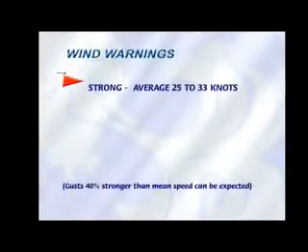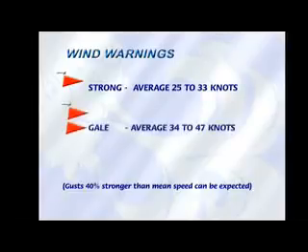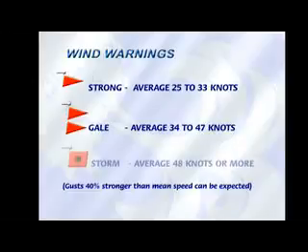The Bureau of Meteorology wind warnings are as follows. Strong: average wind speed 25 to 33 knots. Gale: 34 to 47 knots. Storm: 48 knots or more.